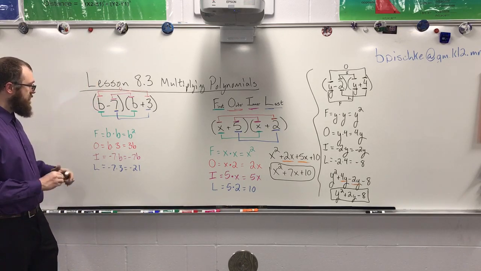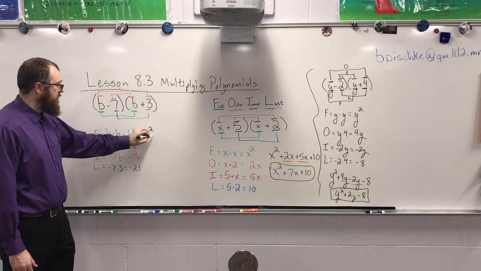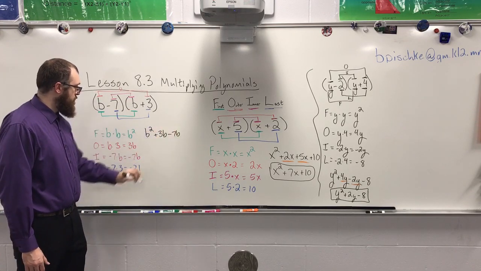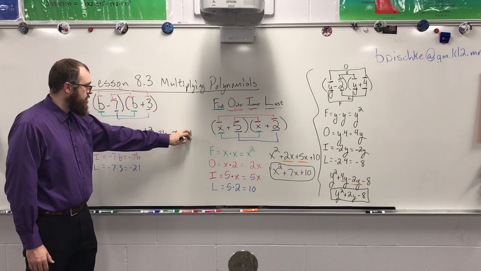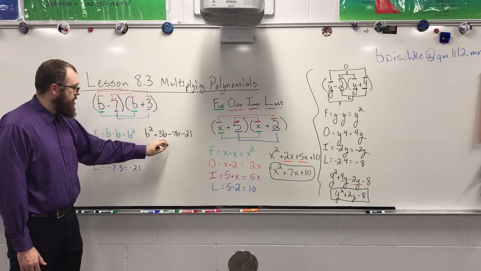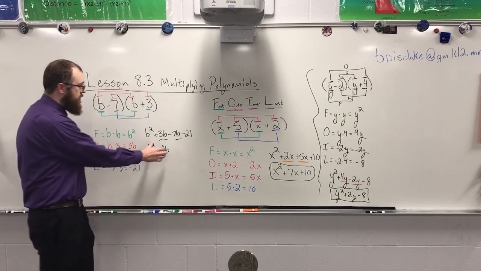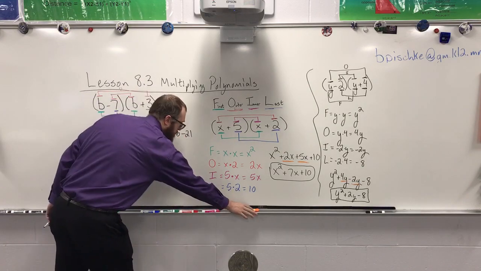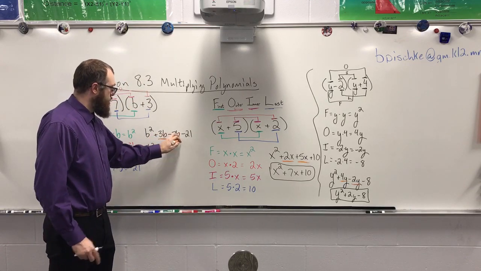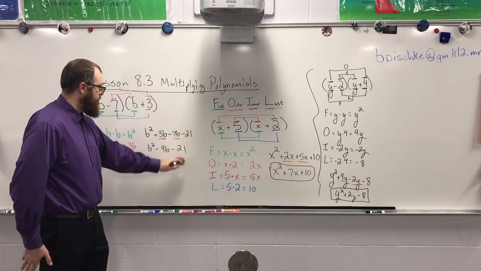Line them up together. B squared plus 3b minus 7b minus 21. B squared minus 4b, because I have like terms, 3b and negative 7b, which gives me negative 4b. Minus 21.